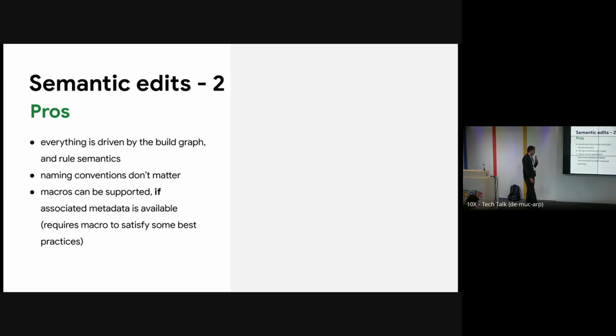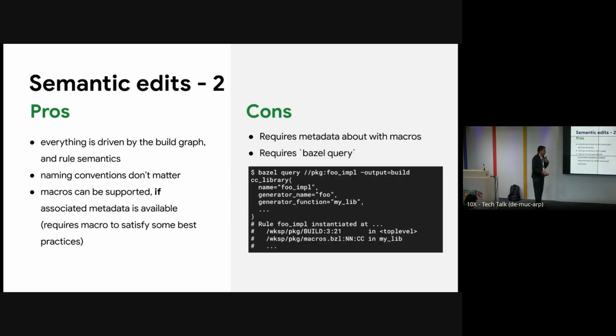Right? So what are the advantages of this one? Everything is driven by the build graph and rule semantics. So there's not much guessing going on here. Naming conventions don't matter because I'm just going to look at the output of Bazel query. I don't care what it's called. All I care is it has foo.java in its sources. Macros can also be supported just fine. The only thing is I need to know the mapping from foo_impl.deps to foo.java_deps. I need that mapping. Okay, and all we need is to associate some metadata with the macro and expect the macro to satisfy some best practices.